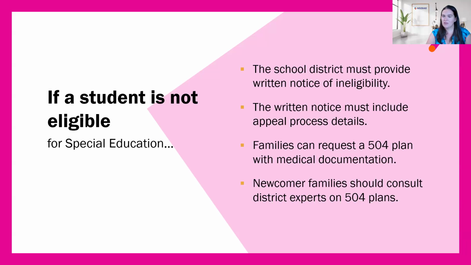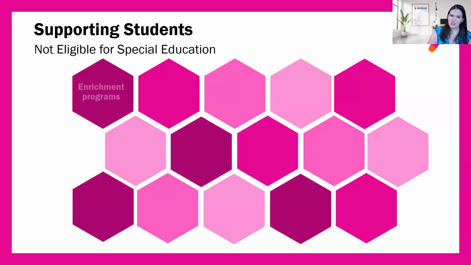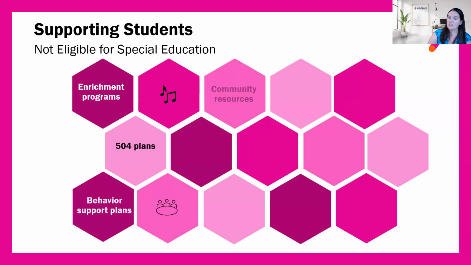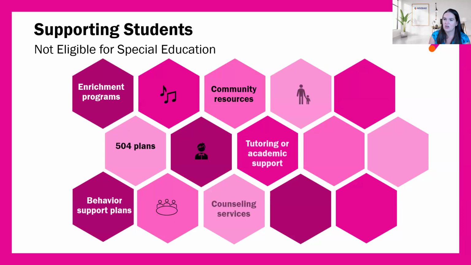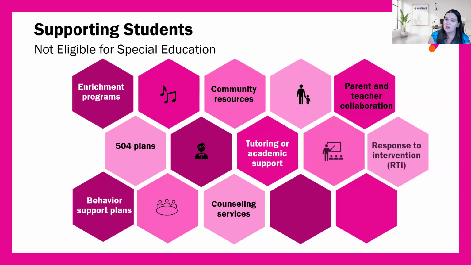And so lastly, for supporting students not eligible for special education. So if a family either refuses special education services, which isn't ideal, or a student doesn't qualify for special education services, there are still many supports that they can receive within the general education environment. So starting with response to intervention, schools may use response to intervention, or RTI, frameworks to offer targeted interventions and support to students struggling in specific areas without formal special education services.